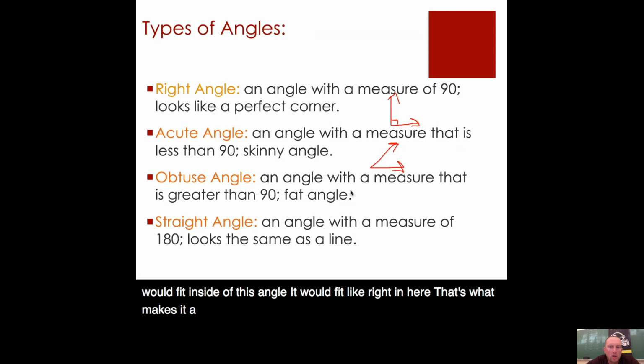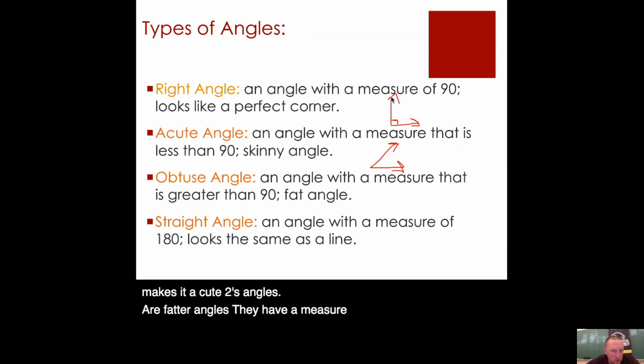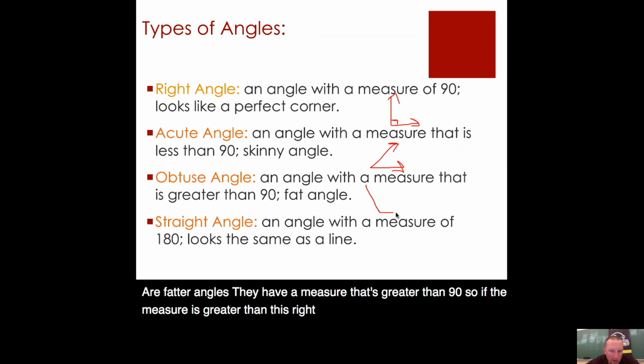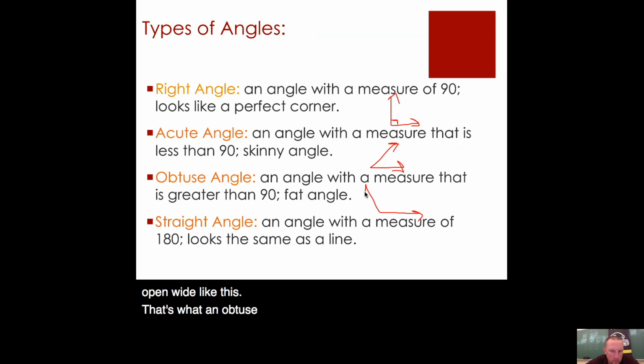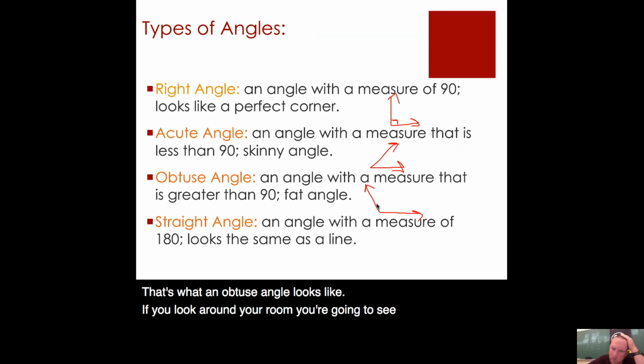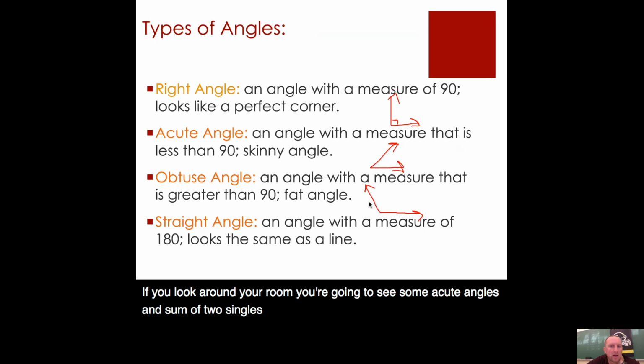Obtuse angles are fatter angles. They have a measure that's greater than 90. So if the measure is greater than this right angle, the angle is going to be open wide like this. That's what an obtuse angle looks like. Now, if you look around your room, you're going to see some acute angles and some obtuse angles, but probably not a ton.